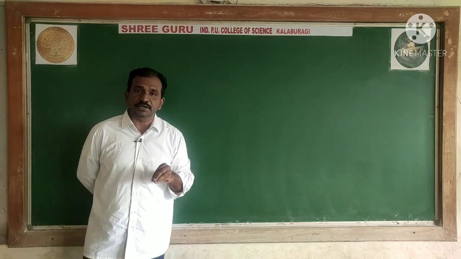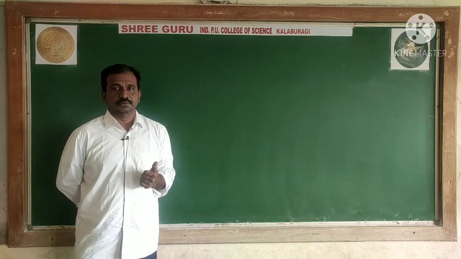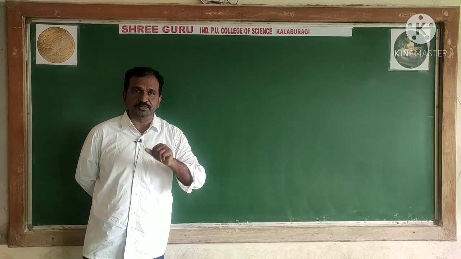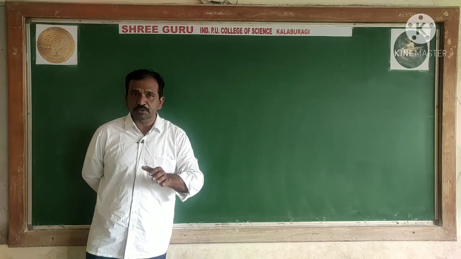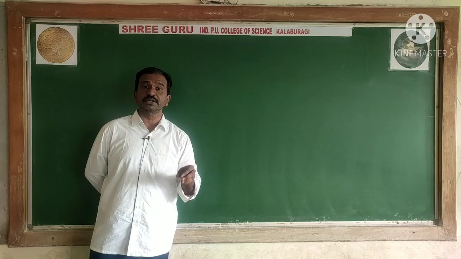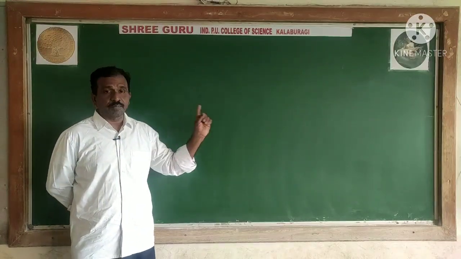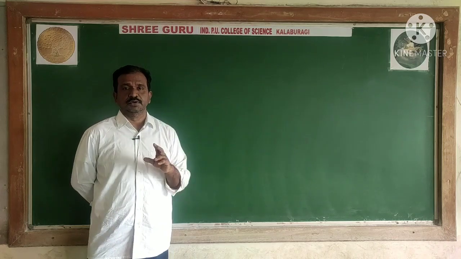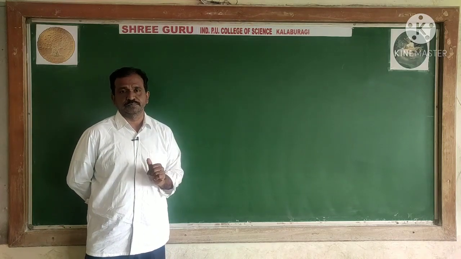Why is it necessary to give scientific names to the organisms? Scientific names, vaidyanika hesaru. Pratiyondu praniyu kuda, pratiyondu jeevigalu kuda ondu vaidyanika hesaru kodabekanta decide madidru. Why is it essential? Because common names start confusion. To avoid that, they started giving the scientific names.